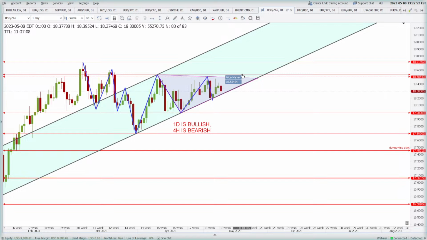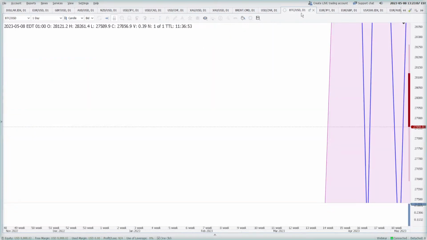For that we need support for the US dollar from all across the globe. Okay, and even if the price starts failing, it will fall to 17.9896, where I'm expecting support.